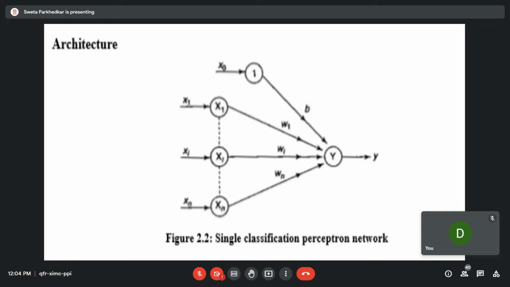And what is the goal of the perceptron? The goal of the perceptron is to classify the input pattern, whether it is a member of that particular classification or not a member. Okay? Whether that particular data is male or not, female. So it will give only the binary classification. So the perceptron network will use this to classify the input pattern.